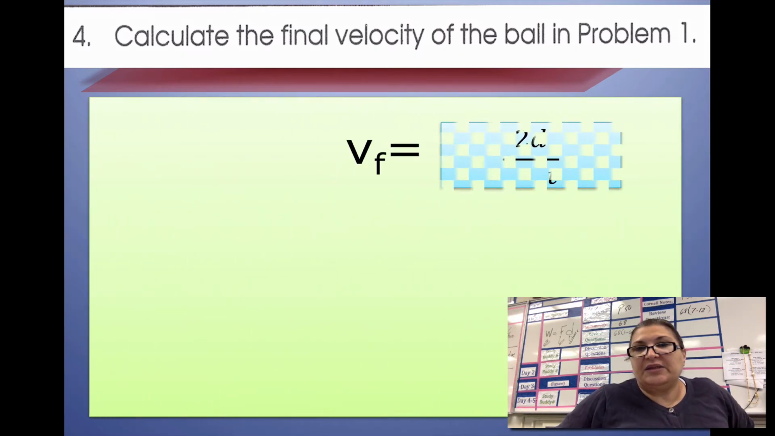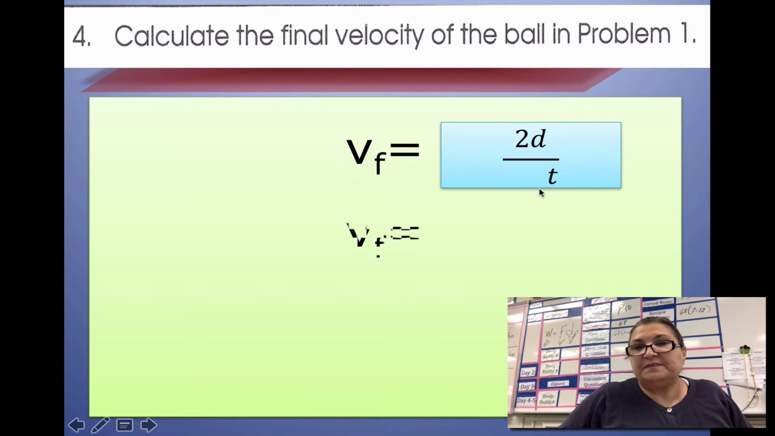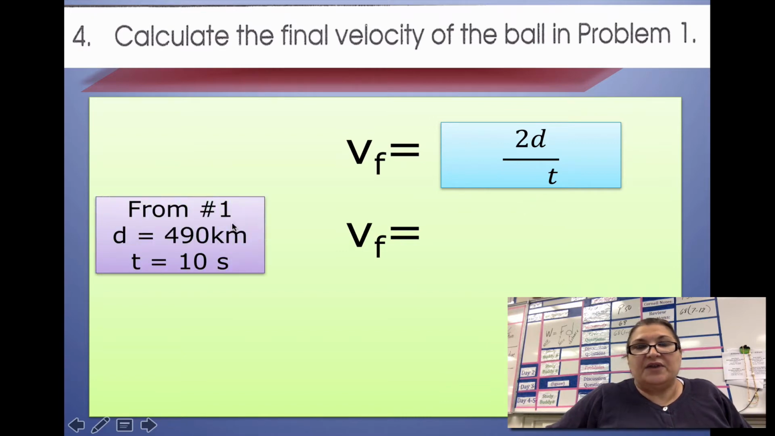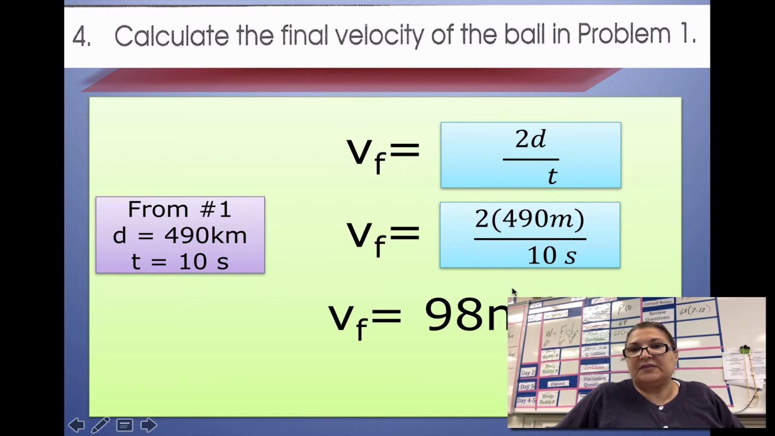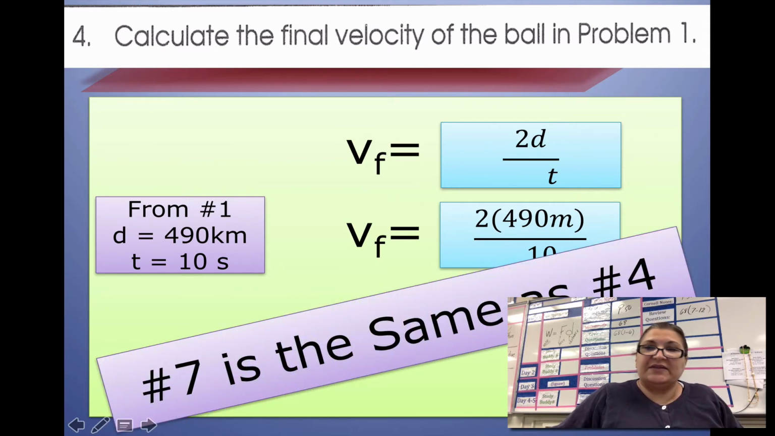So we start with the formula that we just derived. Final velocity equals 2d divided by t. From problem number 1, d was 490 kilometers and the time was 10 seconds, so you just plug in the values. So 2 times 490 divided by 10 equals 98 meters per second. Okay, that's number 4, and 7 is exactly the same as number 4.